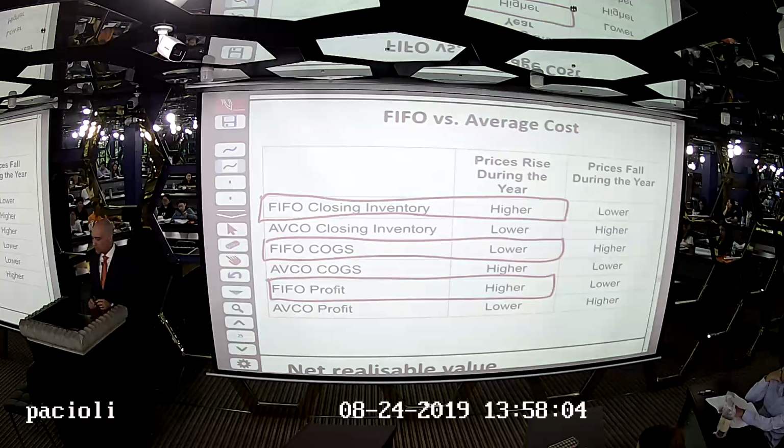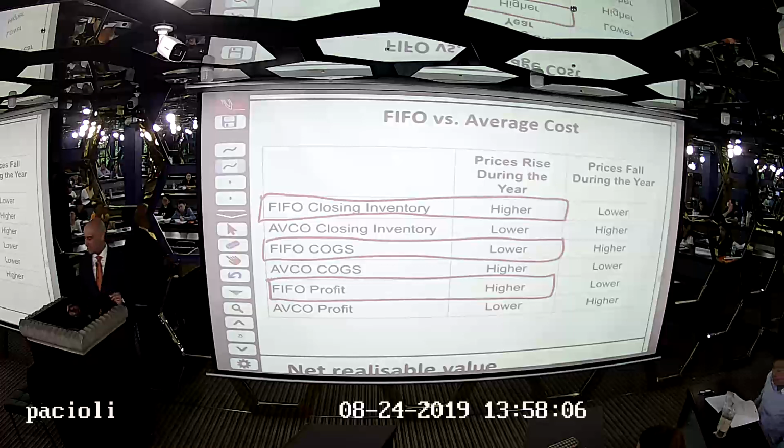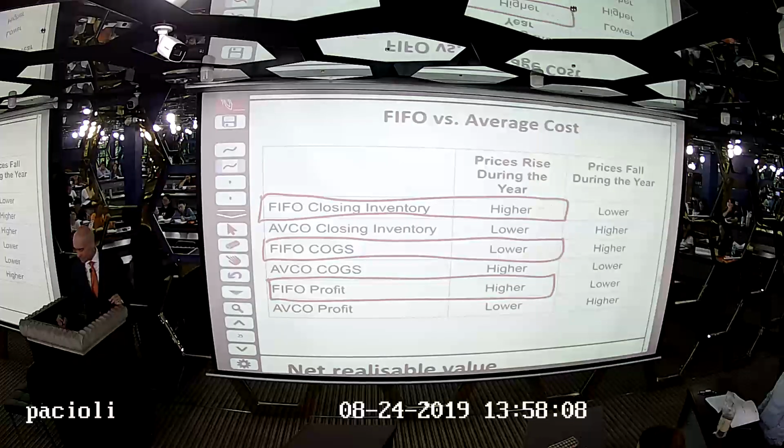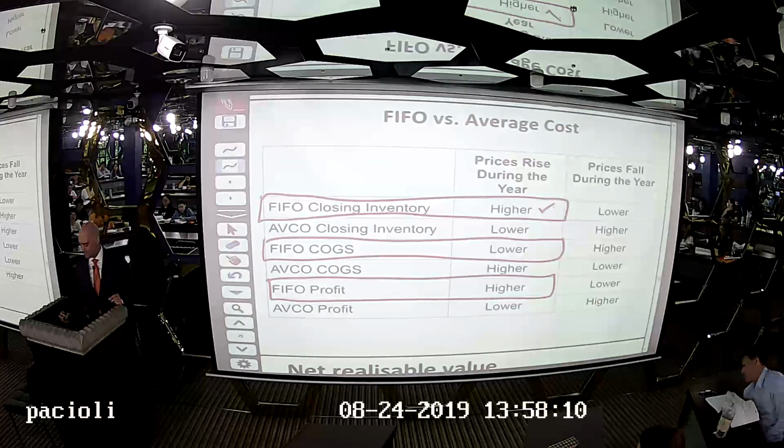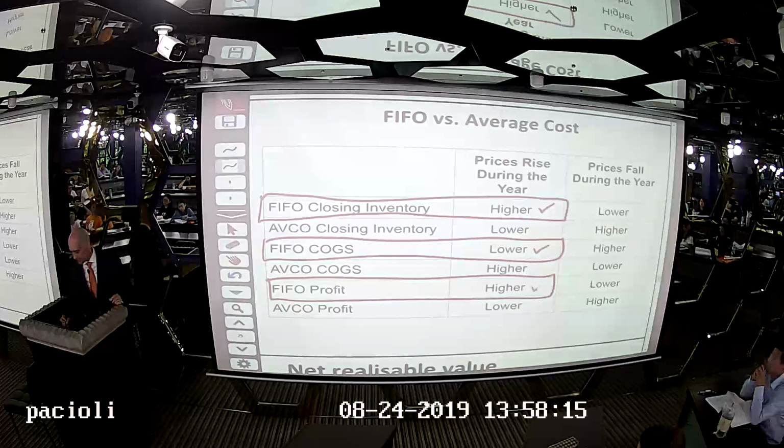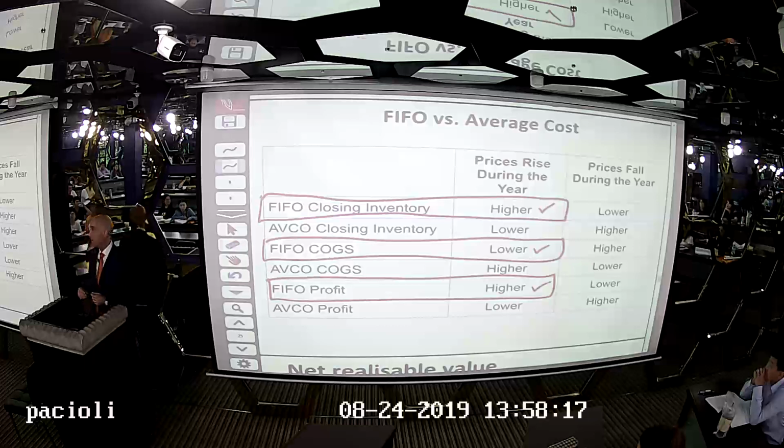So remember, when prices rise during the year, the FIFO closing inventory is going to be higher. The FIFO cost of goods sold is going to be lower. The FIFO profit is going to be higher. And then average cost is the opposite.